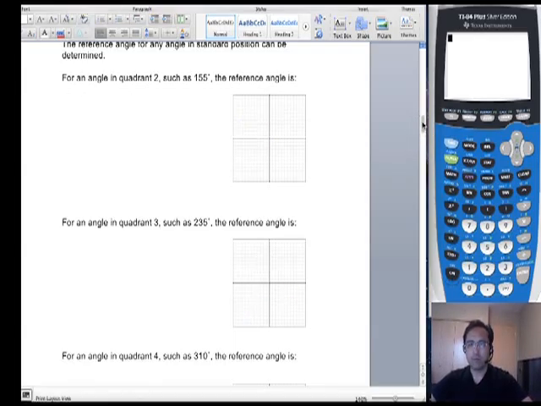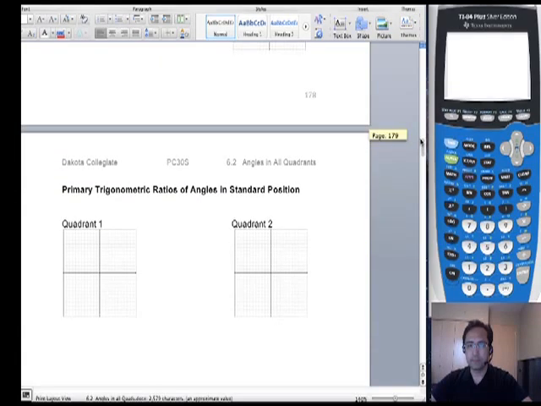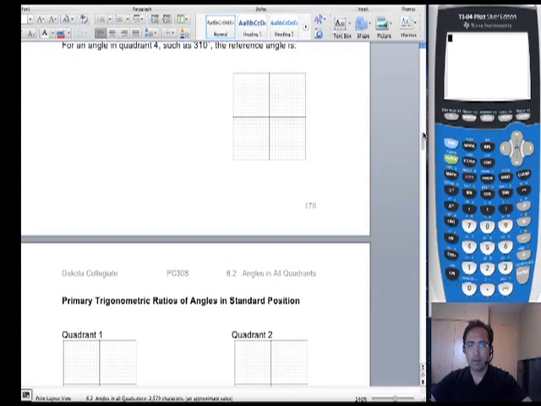And for an angle in quadrant 4, if the angle is 310 degrees, then we're going to take a look at what that reference angle is going to be.